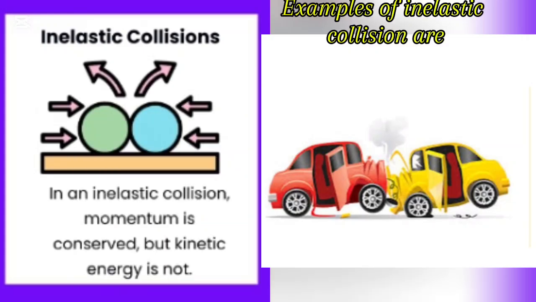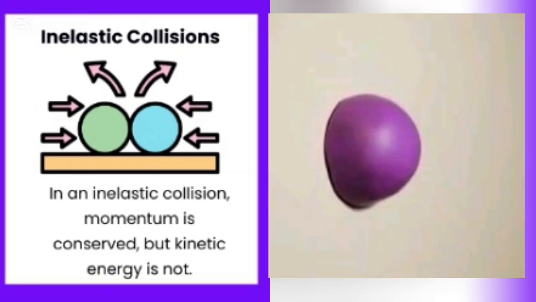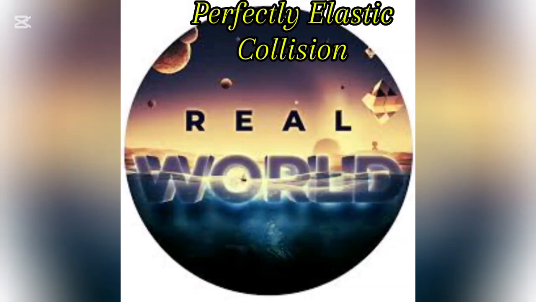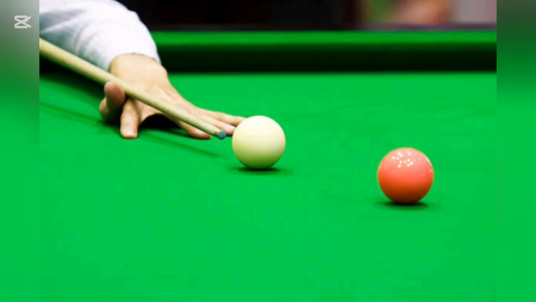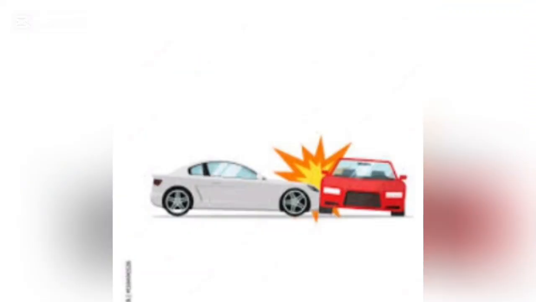Examples of inelastic collisions are a car crash, a baseball hitting a bat, or a ball of clay hitting a wall. Perfectly elastic collisions are rare in the real world. They are a useful model for certain scenarios like interaction between billiard balls or ideal gas particles, while inelastic collisions, which are common in everyday life, result in damage or deformation such as a car crash.